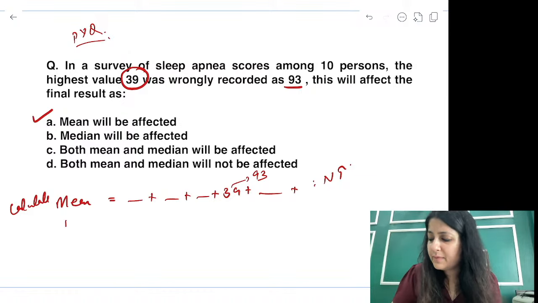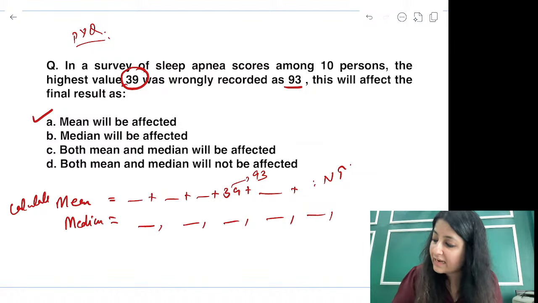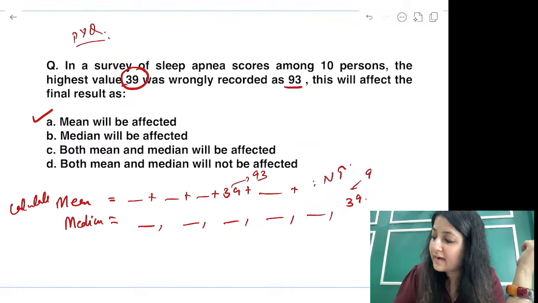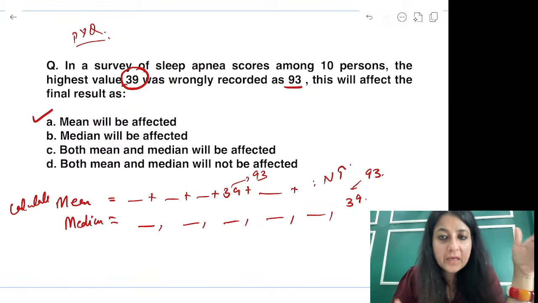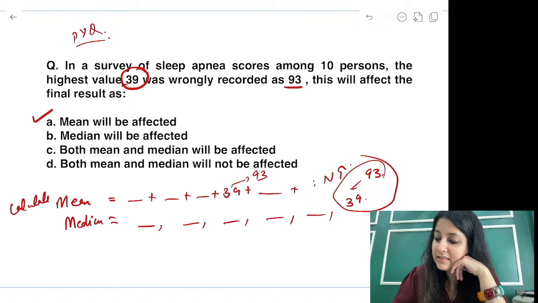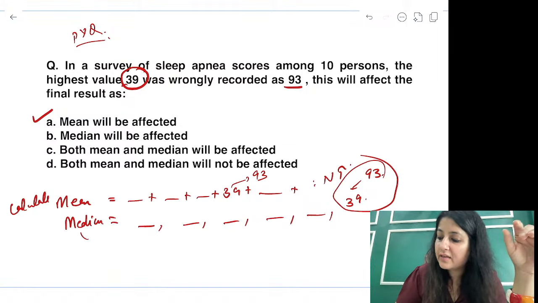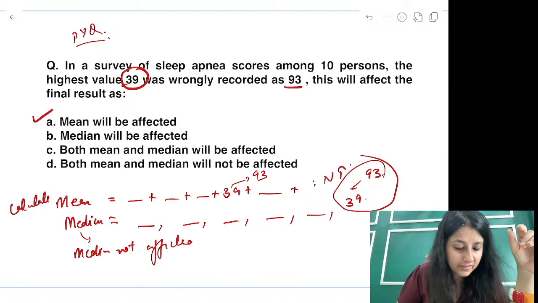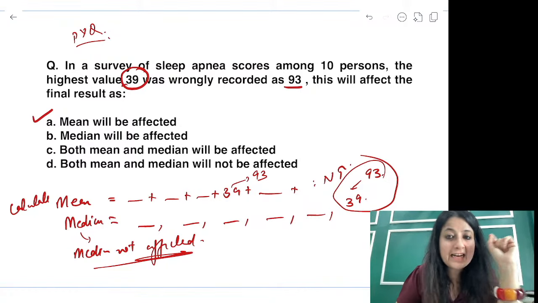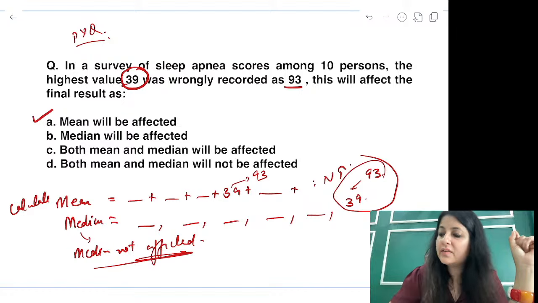But when I ask you to tell me the median for this data, when you arrange these values, the highest value was 39, it would go towards one end. Now instead of 39, you've ended up writing 93. No problem, because it is still going to go towards one end. So what is the best measure of central tendency in this case? Median not affected. Am I clear?